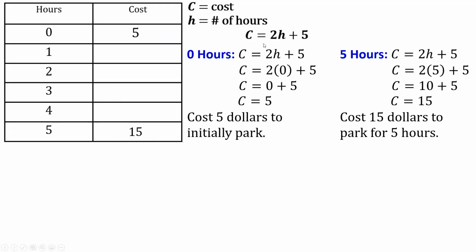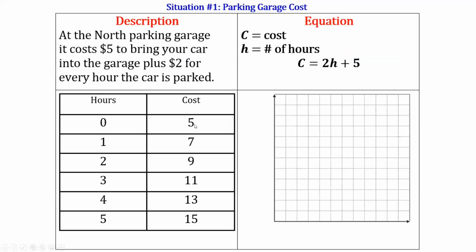For many of us, this is easy to do because we kind of understand the situation. Initially, it's $5, and then for every hour, it's just going to be another $2. So it's going to go from 5 to 7 to 9 to 11 to 13 to 15. But just in case you want to do the work, I showed you how to do it.